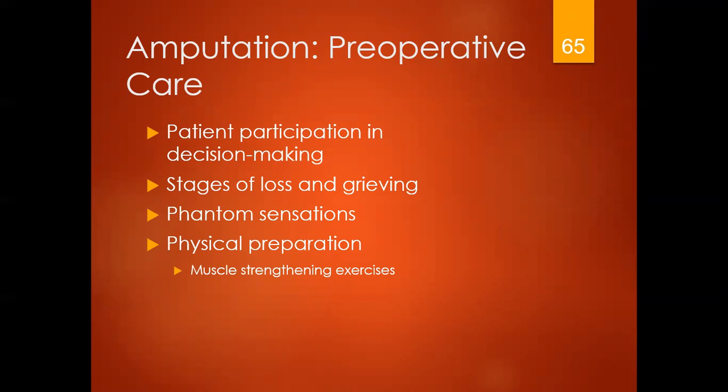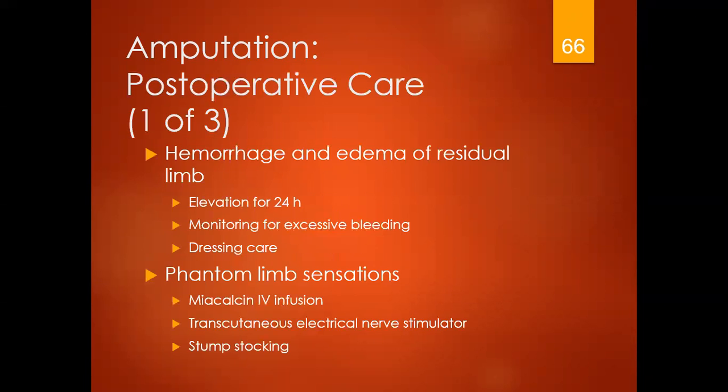We also want to physically prepare these patients for the amputation, so we can strengthen muscles to help with the activity after the amputation, like their arm muscles if they're losing their legs or something of the sort. Those exercises are first stages in your rehab process to help the patient achieve independence as quickly as possible.